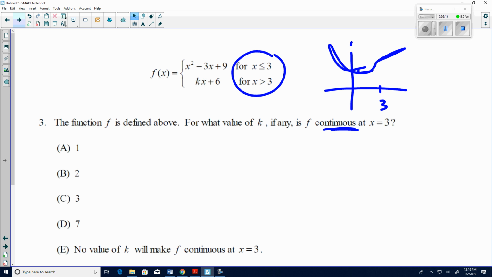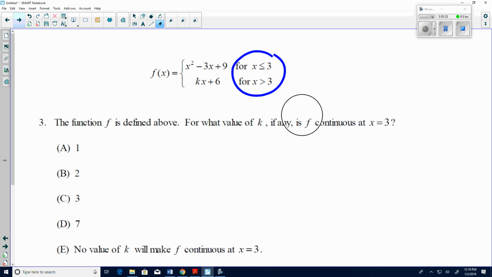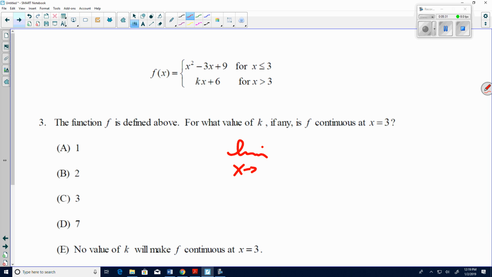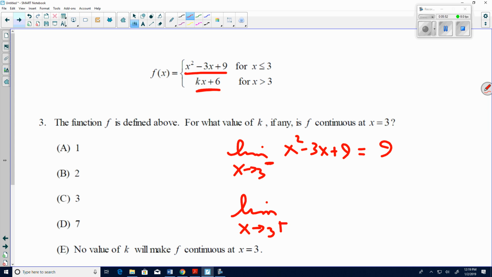And to make that happen, we have to consider the left and right hand limits as x approaches 3 from the left and from the right. So let's look at those. Limit as x approaches 3 from the left, we're using this rule, x squared minus 3x plus 9. We're putting 3 in there, so we get 9, take away 9, plus 9 is 9. And now we also have to consider what happens when x approaches 3 from the right. Now we're using this rule, kx plus 6, so we put 3 in for x, and we get 3k plus 6, and these two have to be equal.